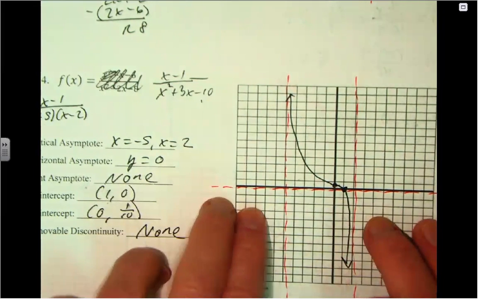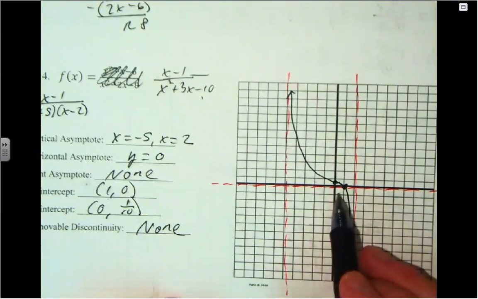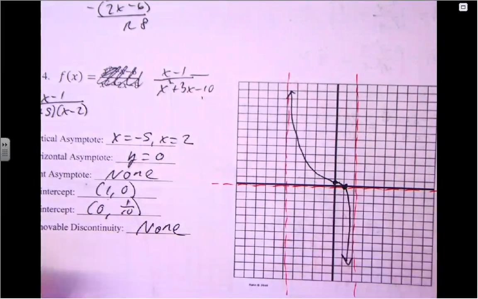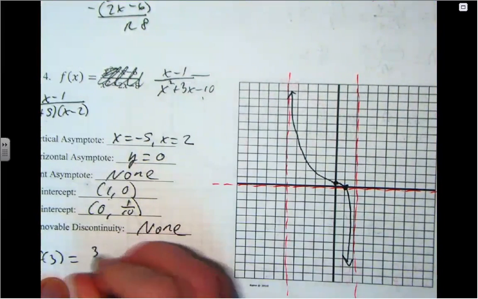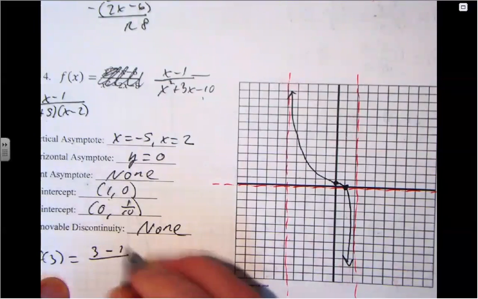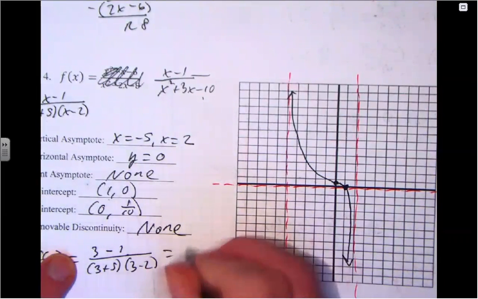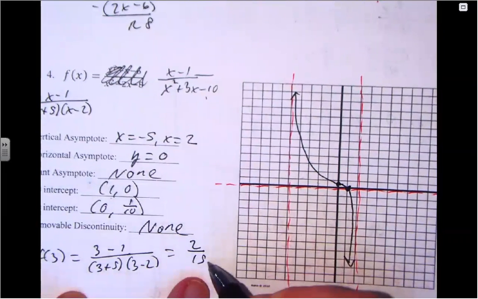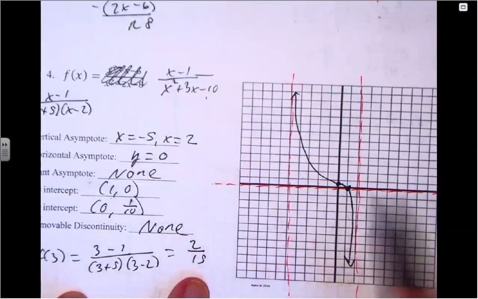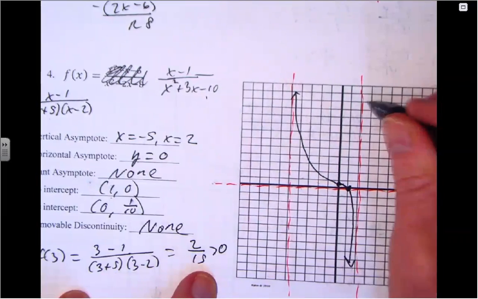For these 2 sections, and again, this is exactly what John and Amaris were saying, pick a number. Plug in a number greater than 2. So let's plug in 3. So if you do f at 3, I can do 3 minus 1 over 3 plus 5 and 3 minus 2. I don't really care what the number is. 2 over, what's that, 15? It's greater than 0. Because remember, my horizontal asymptote's here. If that's bigger than the asymptote, then it's got to be up here somewhere.